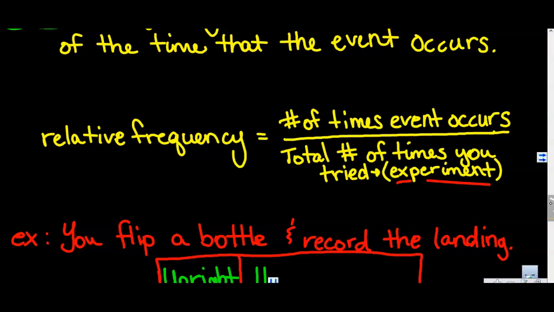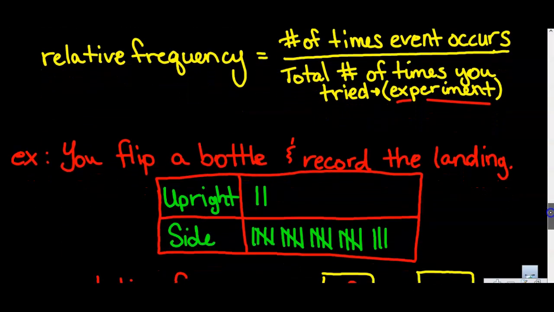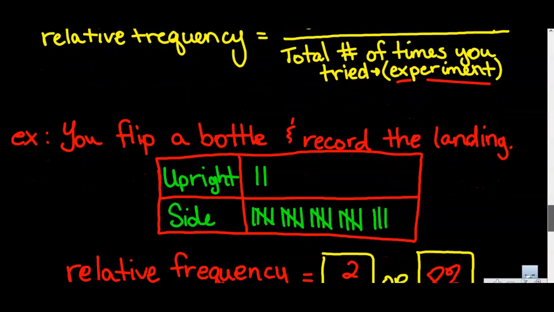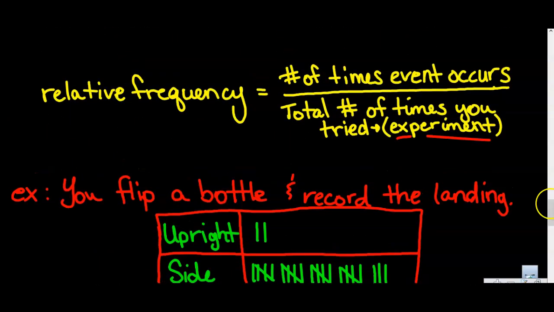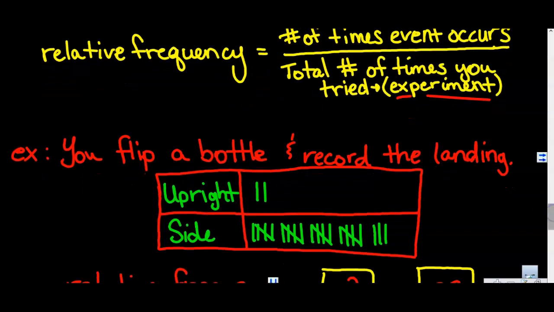So, for example, say we're flipping a bottle and we record the landing each time. And here's what we get. Okay. We can calculate the relative frequency by asking ourselves, okay, we wanted the bottle to land upright because that's the coolest, right? How many times did that happen? 1, 2. It only happened twice. Okay, all right, that's fine. But how many times did I try?